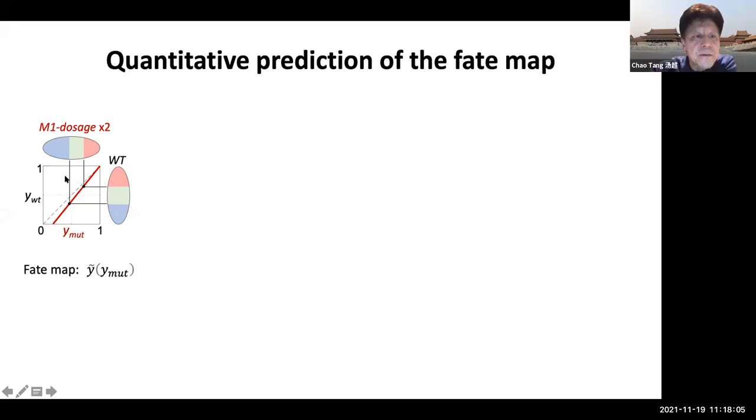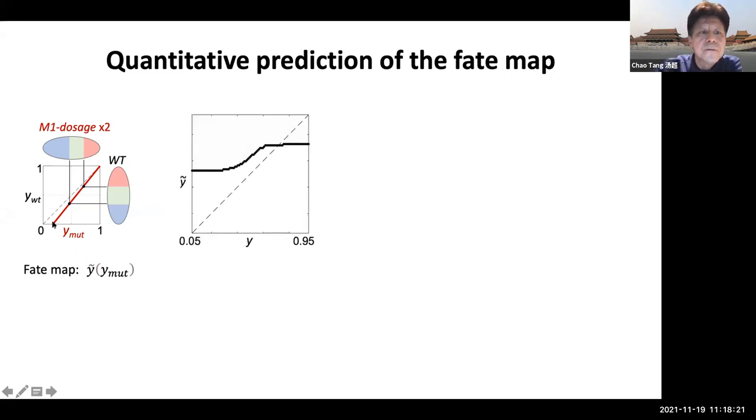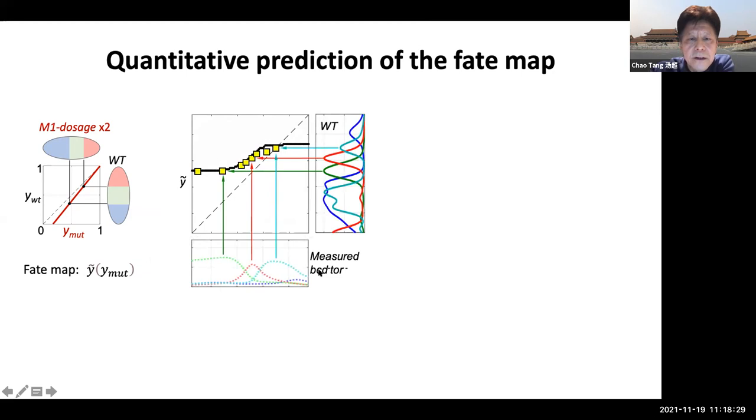So in the two-dimensional example, we showed that if we double the first morphogen dosage, the pattern will be shifted, but how much it will be shifted can be precisely predicted by the map, right? And this is also true in three-dimensional morphogen space. In this case, I showed the example of double mutants, bicoid and torso double mutants. We have the mutant gene expression for the gap genes, and we have the wild-type gene expression of gap genes.